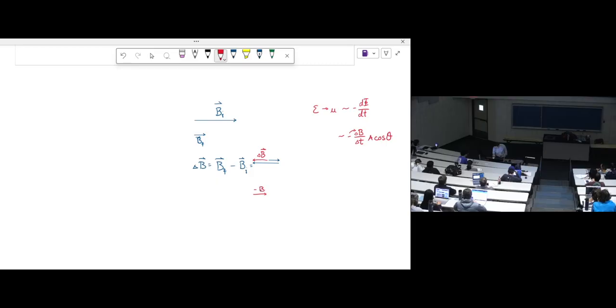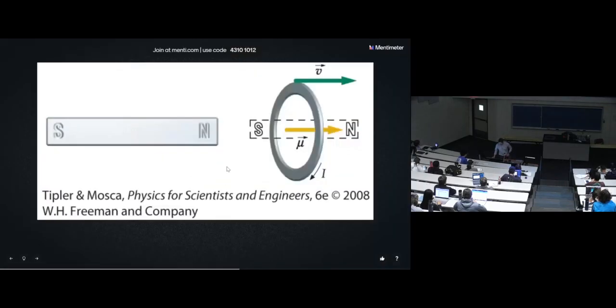So negative delta B would be to the right. So I get an induced magnetic moment when I decrease the magnetic field strength in a particular direction. The magnetic moment points in the same direction as the external magnetic field. Lenz's law says the induced magnetic moment opposes the change in magnetic field strength, not the field itself.